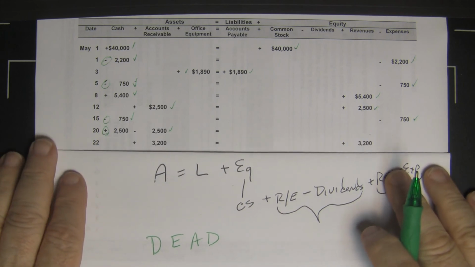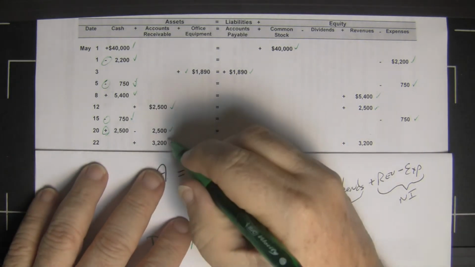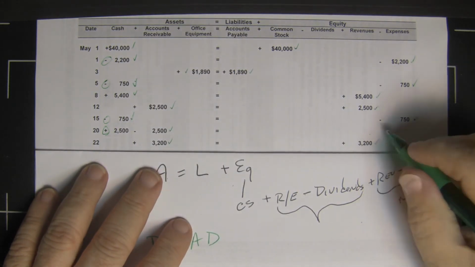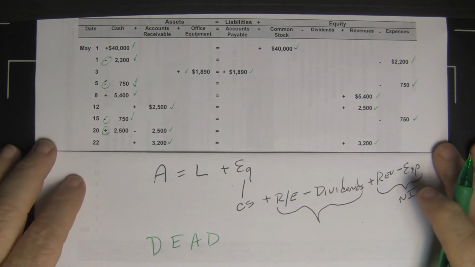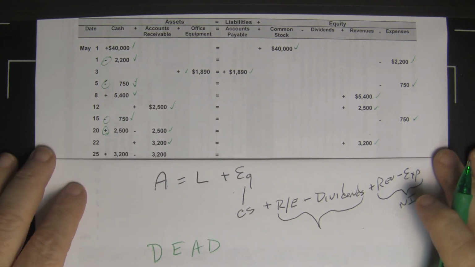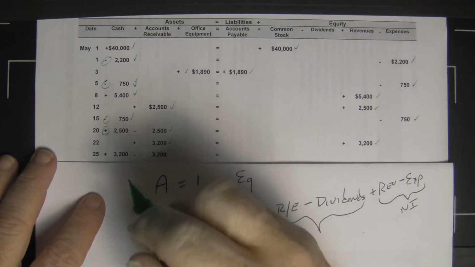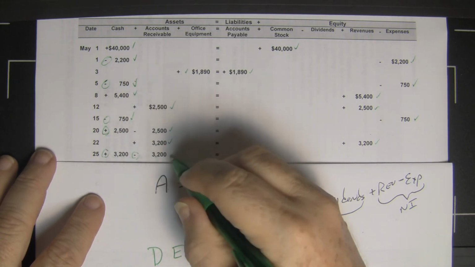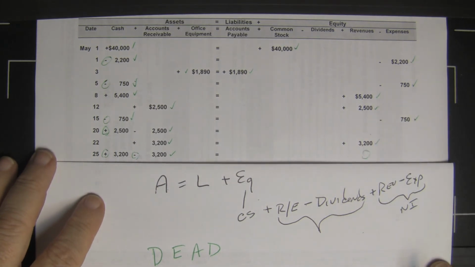Now on the 22nd, he provided another $3,200 of consulting services on account. So his accounts receivable goes up. His promise to pay is his thing of value, and he earned it, so it goes under revenue. A few days later, those people bucked up, so his cash goes up, his accounts receivable goes down. Notice nothing happens to the revenue account.